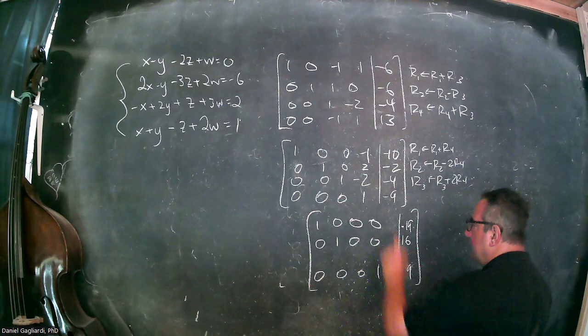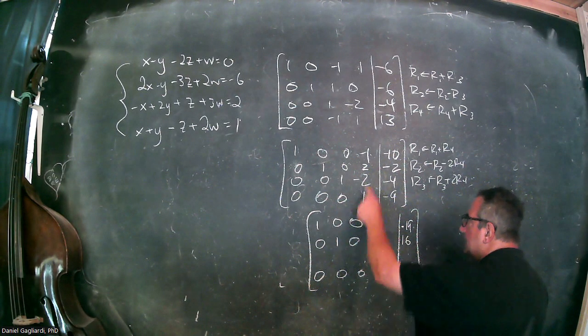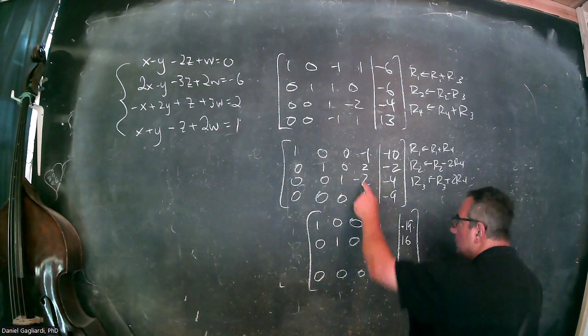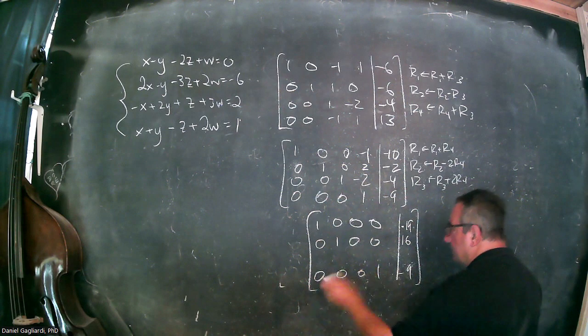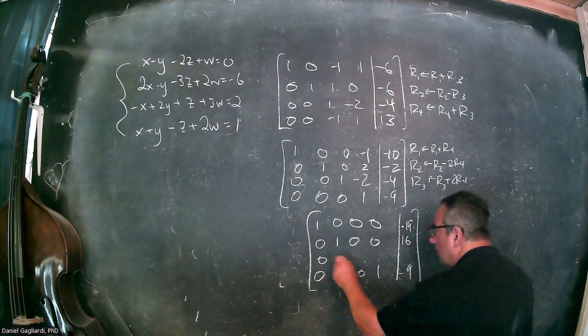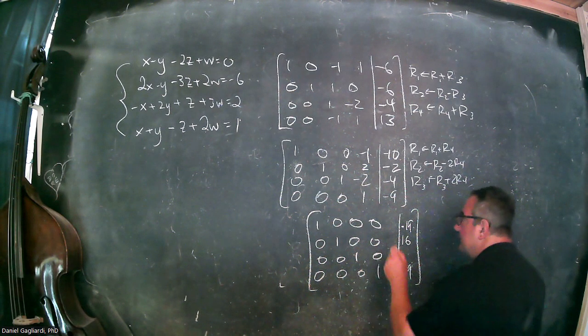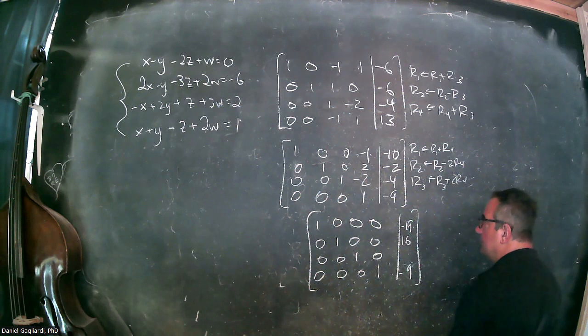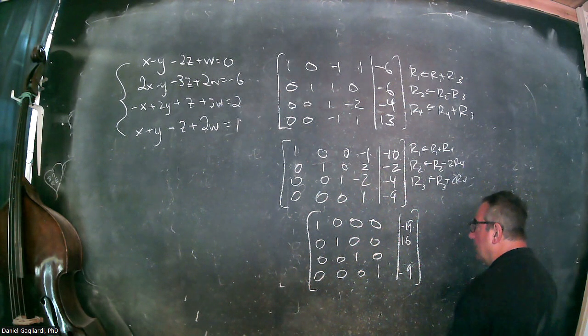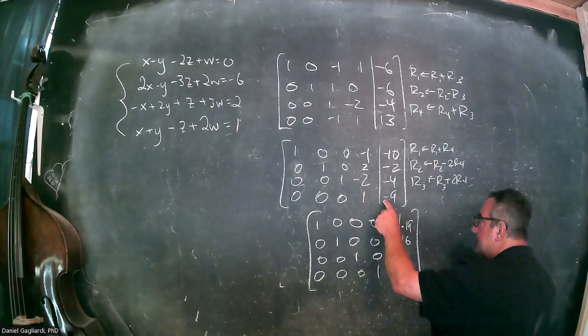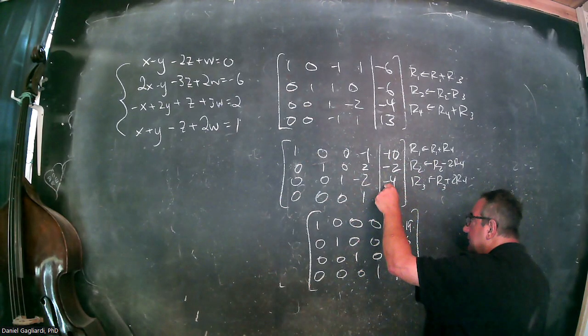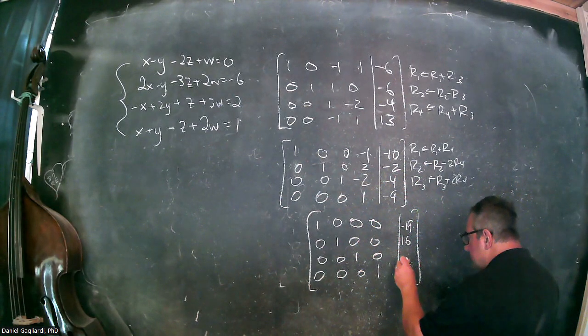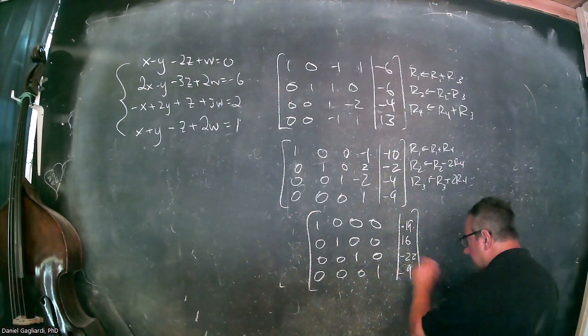All right? And then finally, row 3, I add 2 row 4s to row 3. So what do I get? 0, 1, 0, 0 as desired. 2 1s to negative 2 gives 0. And 2 negative 9s to negative 4 gives me negative 18 plus negative 4, which is negative 22.